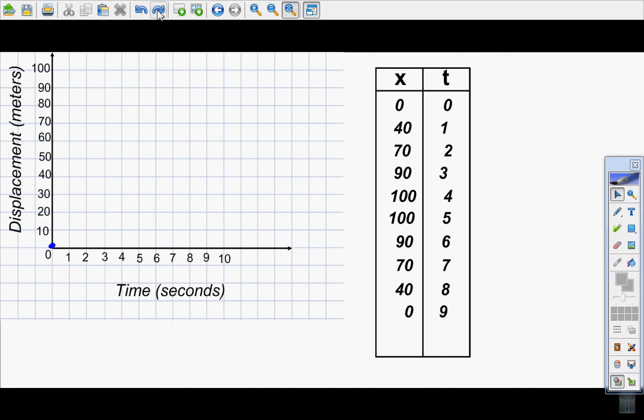So 0 seconds, 0 meters. 1 second, 40 meters. 2 seconds, 70 meters. 3 seconds, 90 meters. 4 seconds, 100 meters. 5 seconds, 100 meters. 6 seconds, 90 meters. 7 seconds, 70 meters. 8 seconds, 40 meters, and 9 seconds, 0 meters.